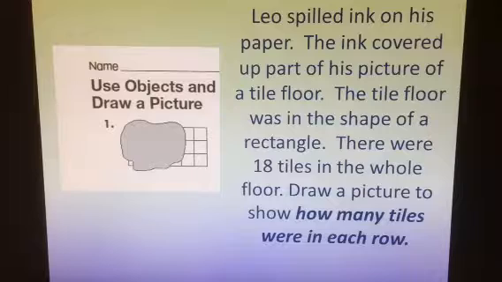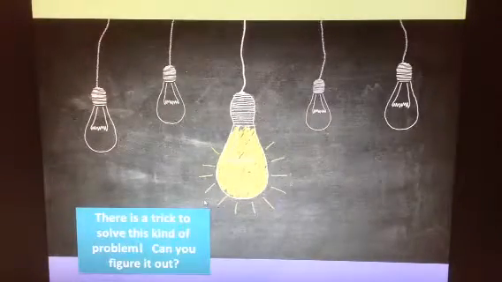I changed this question to make the last words dark and bold and italics because it's really important to look at what the question's asking. We need to find how many are in this row. What we know is that there's 18 altogether. And if we really study this picture, there's something else we can count as well. I said, there's a trick to solve this kind of problem. Can you figure it out?